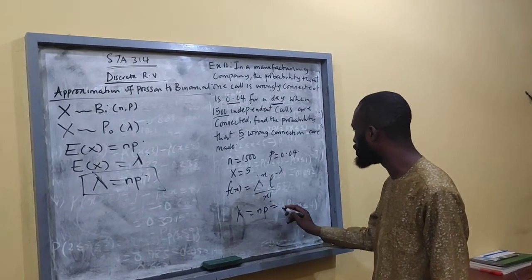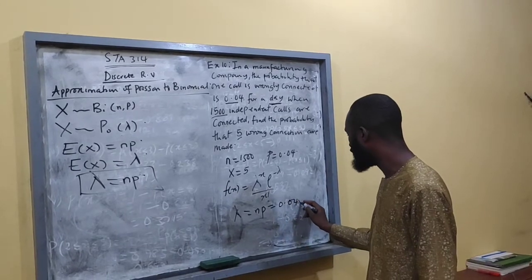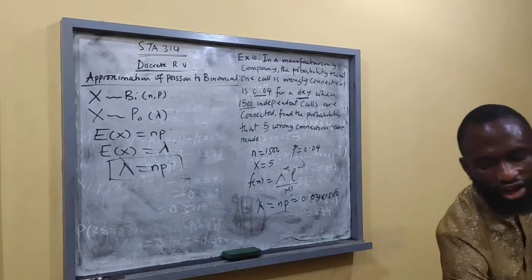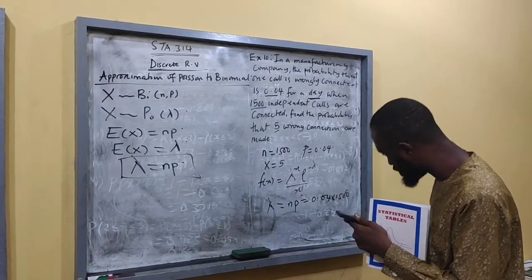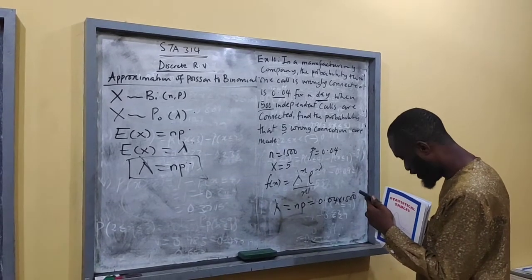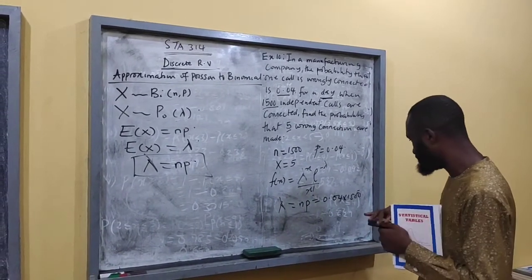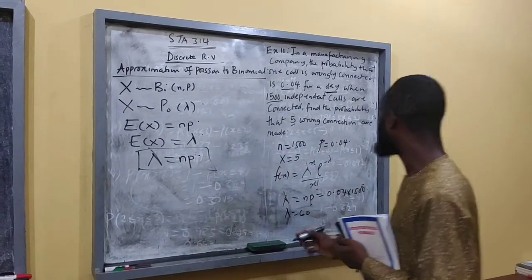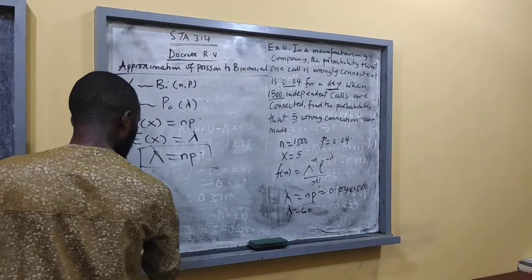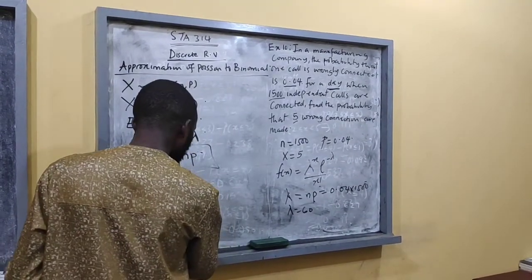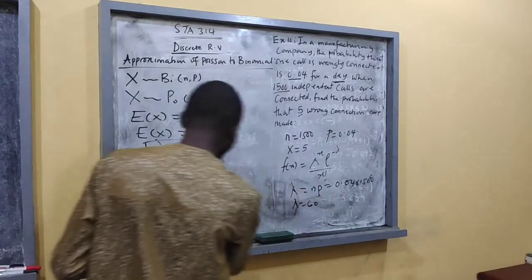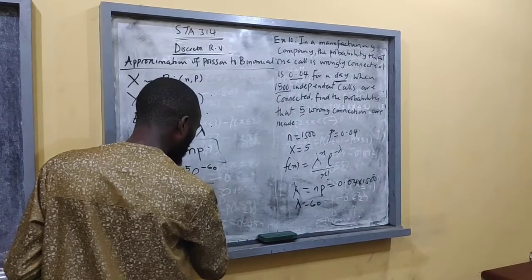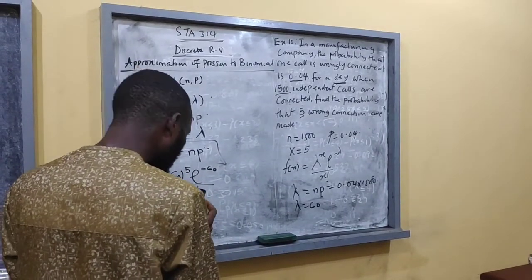Which is equal to 0.04 times 1,500. If you press your calculator, 0.04 times 1,500 is going to give me 60. It means my lambda is 60. Then if I substitute that, I'm going to have f of x equals 60 raised to power x, my x is 5, e raised to power minus 60, divided by 5 factorial.